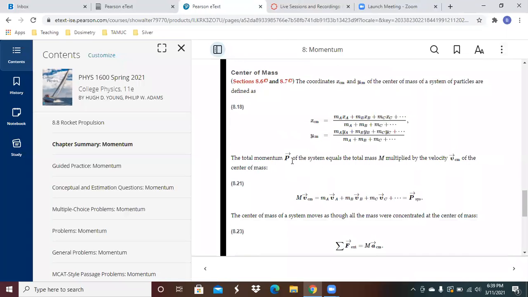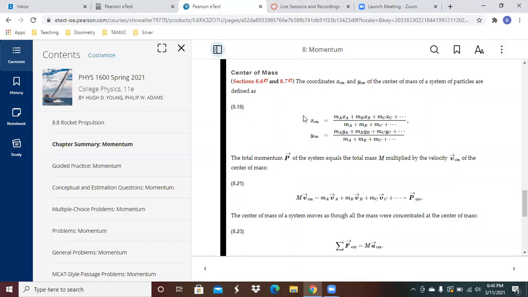So sections 8.6 and 8.7, center of mass. The coordinates x sub cm and y sub cm, that cm there is not centimeters, that's going to stand for center of mass. So the coordinates for x and y of the center of mass of a system of particles is going to be defined as this. You may have seen something like this before. This is actually a weighted average. In other words, it takes the mass at a particular point and adds that to the result of mass at a different point times this, plus mass at an even different point times its position, so on and so forth, and divides it by the sum of the total mass.